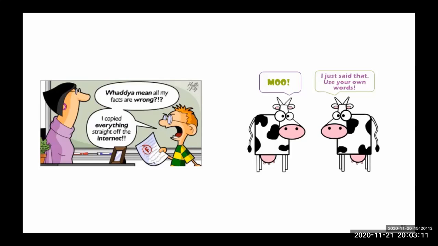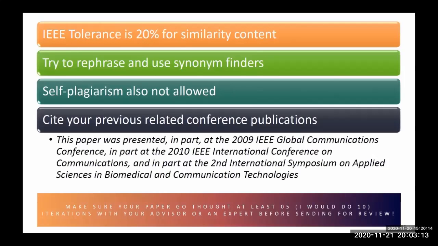Right, so for the similarity content, generally we follow IEEE guidelines that we have 20% of tolerance for similarity content, not for plagiarism, right? Also, if you are taking certain words from a published paper, you need to cite it always and rephrase, you can't use the same words. Also, self-plagiarism is also not allowed. So if you are referring to your own published papers, you cannot reuse them again, but you can use the technology by citing in the proper way, right? So cite your previous related conference publications.